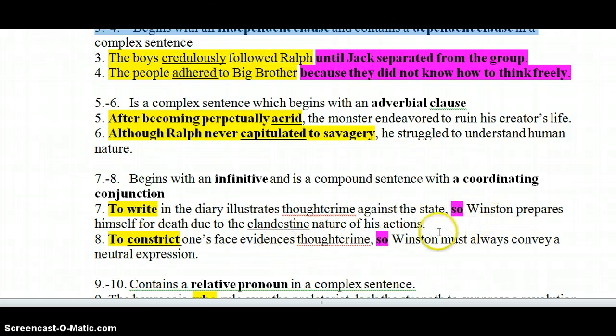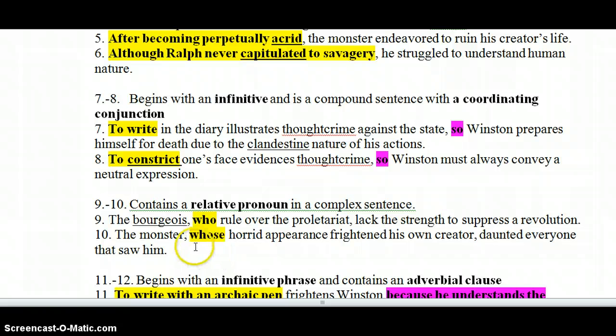That's an independent clause. So again, we have a compound sentence. To write in the diary illustrates thought crime against the state. That's an independent clause. So we're joining both of those ideas of equal importance with the coordinating conjunction. Okay. Relative pronoun, who, whose, whom, which, or that. We want to put commas around our adjective clause that begins with the relative pronoun. Okay. And again, with any clause, we can remove it from the sentence and still have a complete thought.